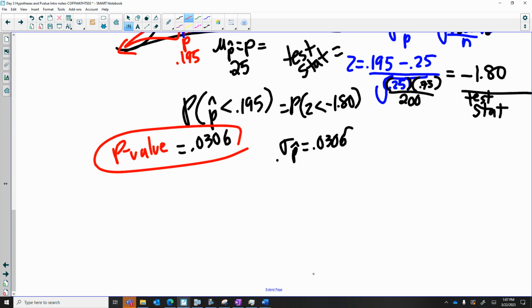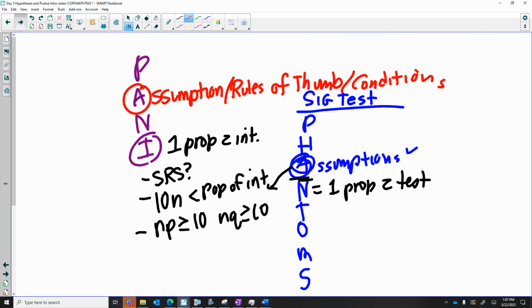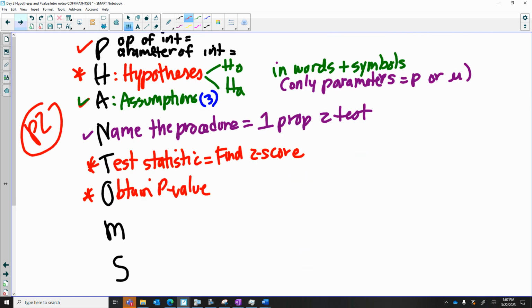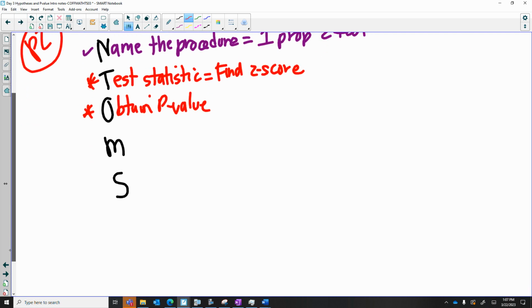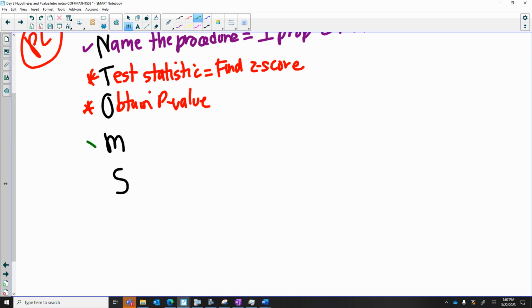So we're almost done with PHANTOMS. If you look back at PHANTOMS, we got the test statistic, that's our z-score. We obtained our p-value, and now we get to the M and the S, which is what we were talking about to lay the foundation of this. This is also new. The M is make a decision. You're not just making a decision like, what do I want to eat for lunch? Where am I going to go on Friday?